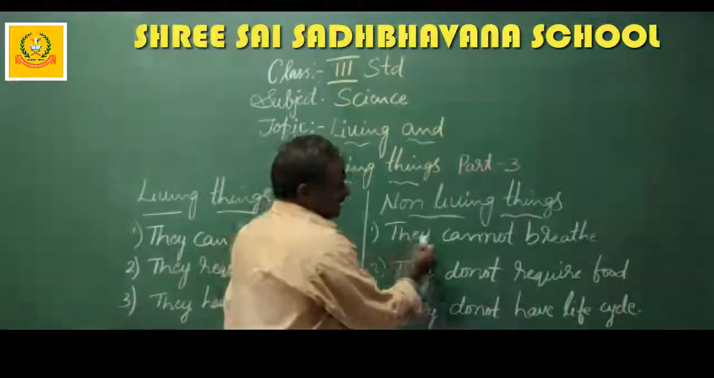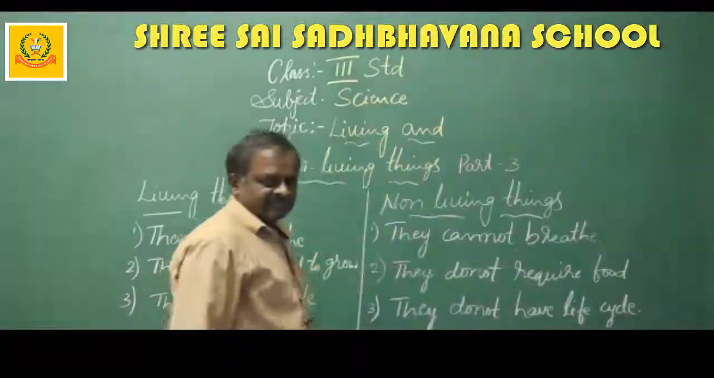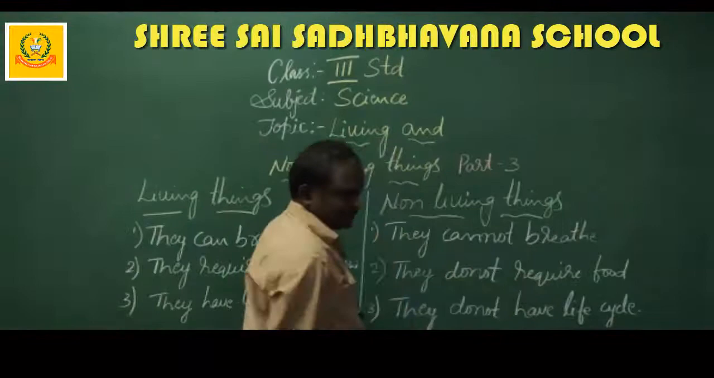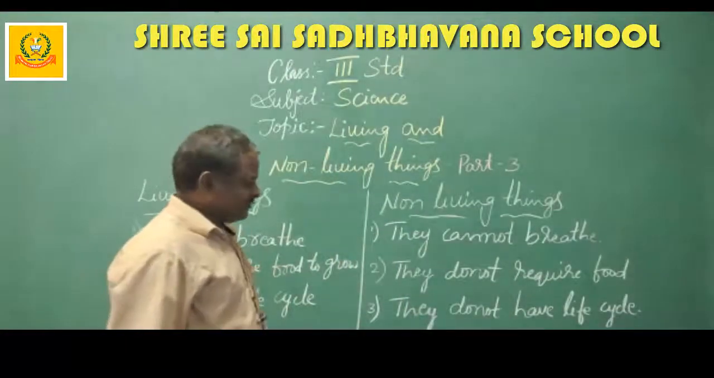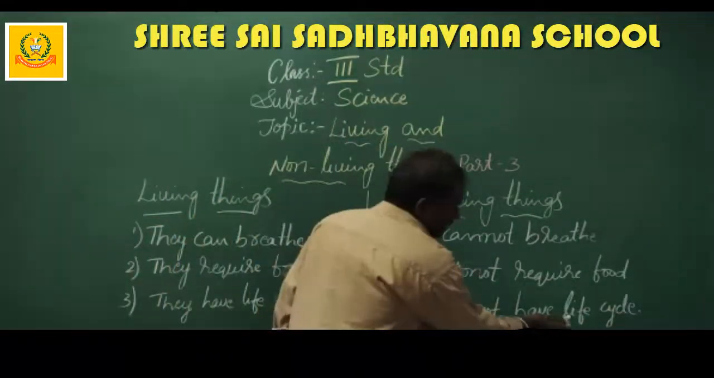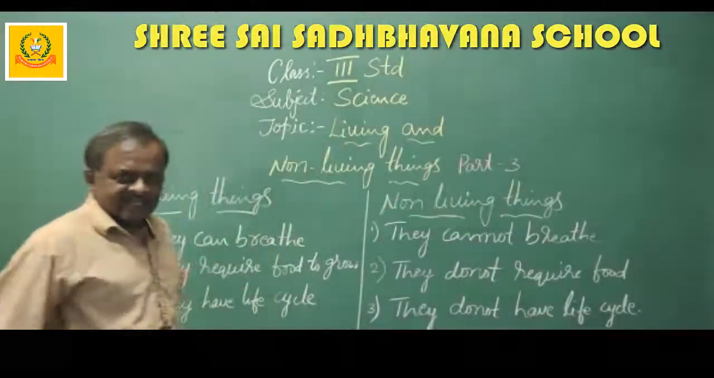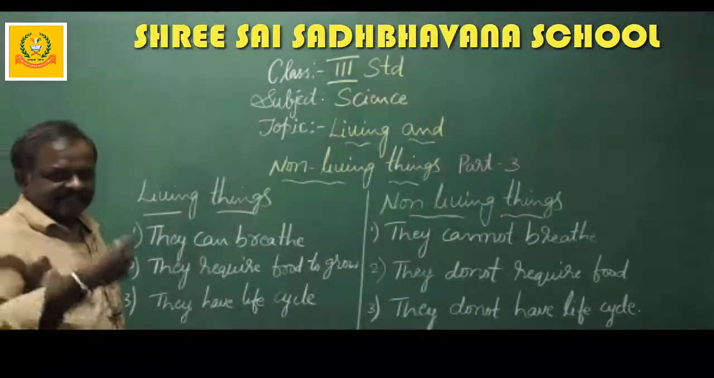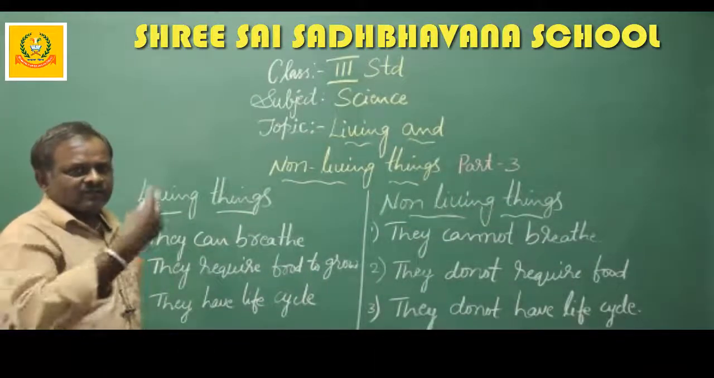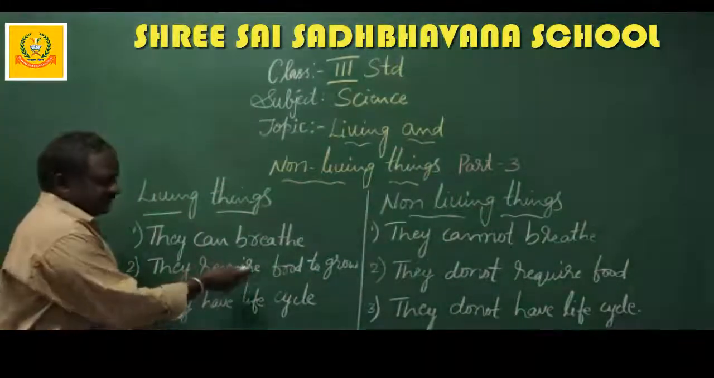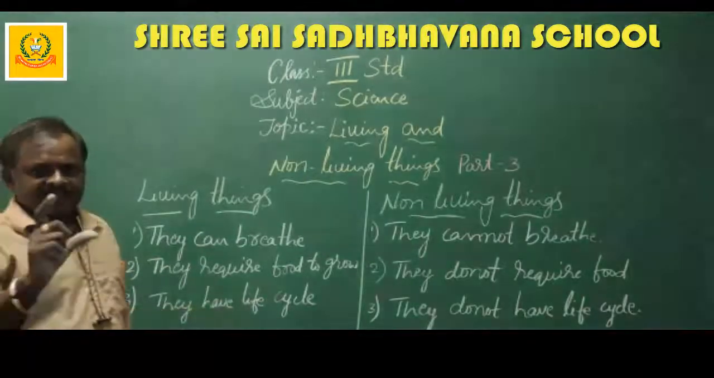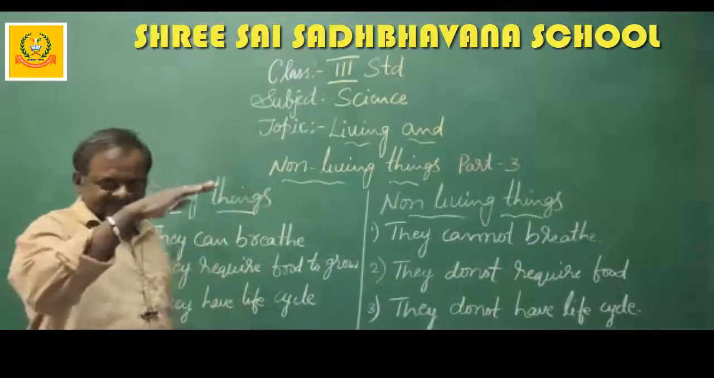Non-living things cannot breathe. They do not require food. They do not have a life cycle. Here, they can breathe means they inhale oxygen and give out carbon dioxide. They require food. We eat food. They have a life cycle. That means lifespan from birth to death.